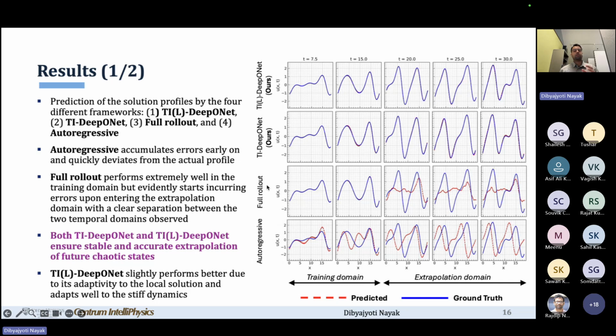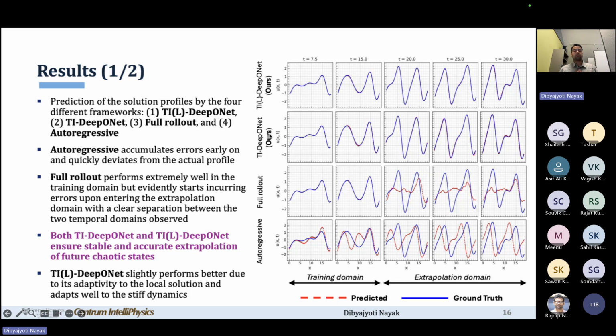In the full rollout case, recall that I had said the full rollout is able to construct a set of good basis functions and coefficients and does very well at interpolation. Then it was able to capture the solution in the training domain. But you can clearly see a demarcation. Once you exit the training domain and move into the extrapolation domain, full rollout fails very quickly. And you can see the errors beginning to creep up here, and there are significant deviations from the actual profile.